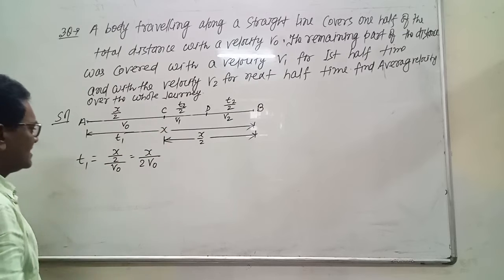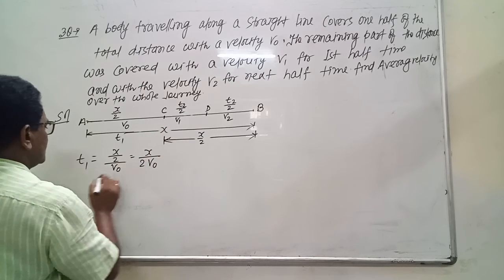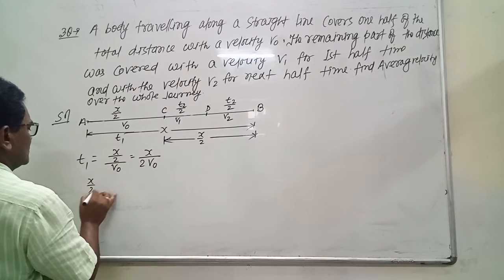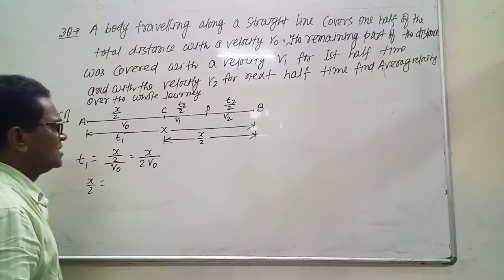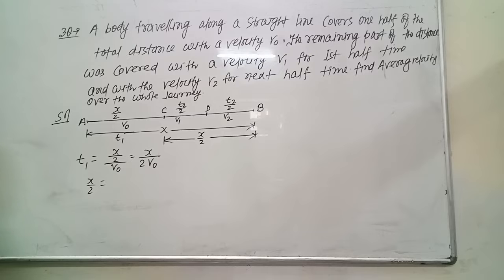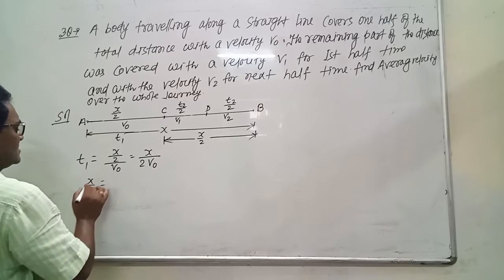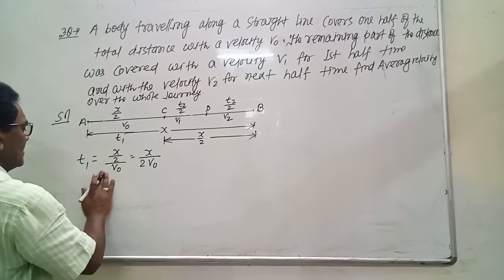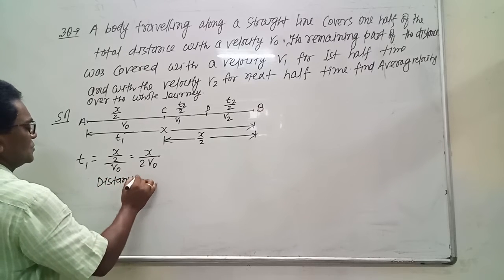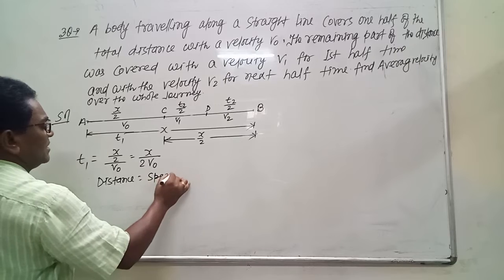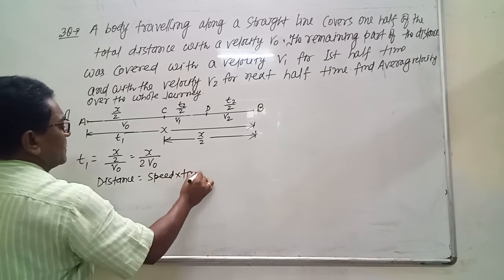Now the distance CB, which is x by 2, is covered in 2 different time segments, t2 by 2 and t2 by 2. We know distance equals speed into time.